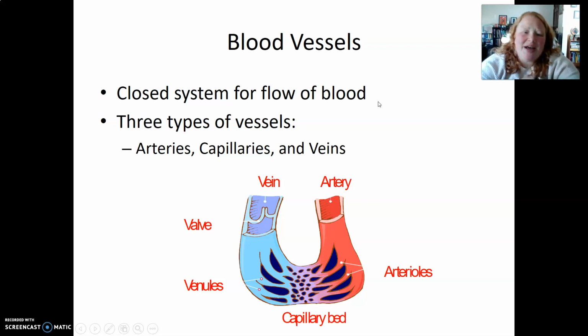Okay, blood vessels. Blood vessels are a closed system for the flow of blood. You have three kinds: arteries, capillaries, and veins. Arteries carry blood away from the heart, and arteries will narrow into arterioles and then into capillary beds. And the capillary bed is where oxygen transfer happens. Then after that blood has been deoxygenated, it will go into venules and then into a vein, and those veins will carry the blood back to the heart.